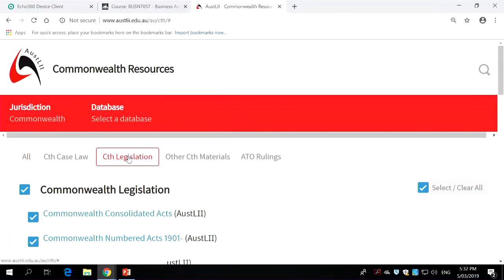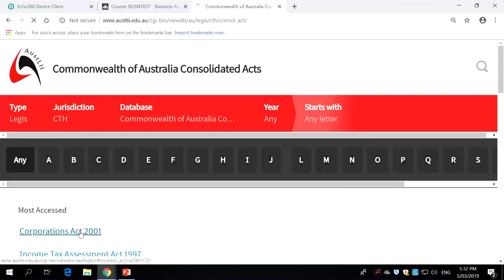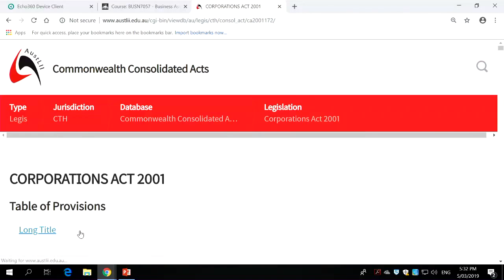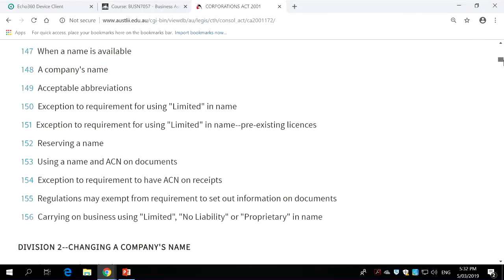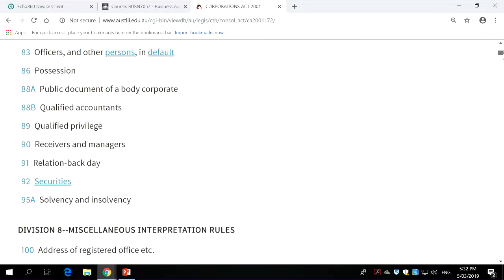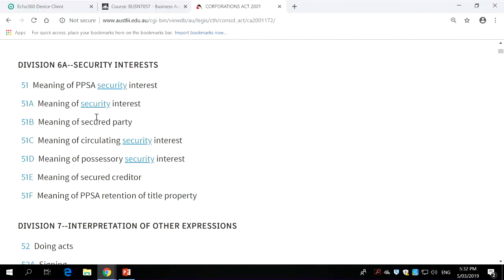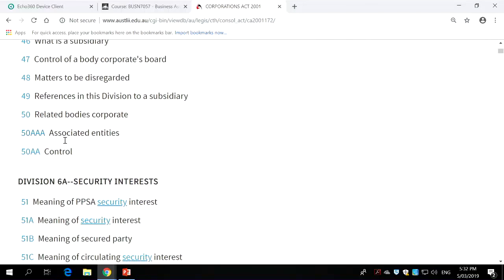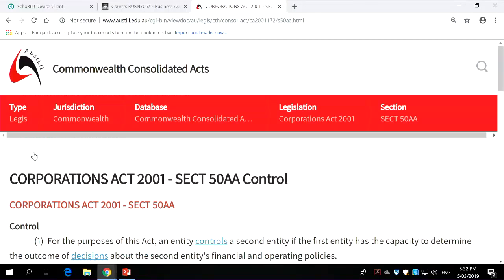So there are two main ways that will give rise to a corporate group. One is the holding subsidiary relationship. The other is the controlled entities. So we'll look at controlled entities in a second. Firstly, let's do it now.